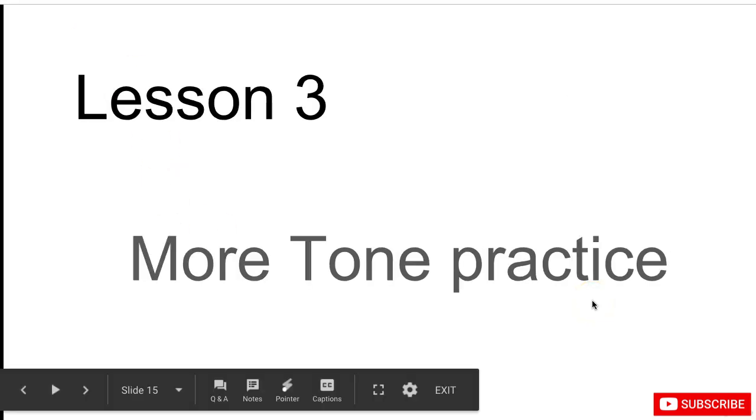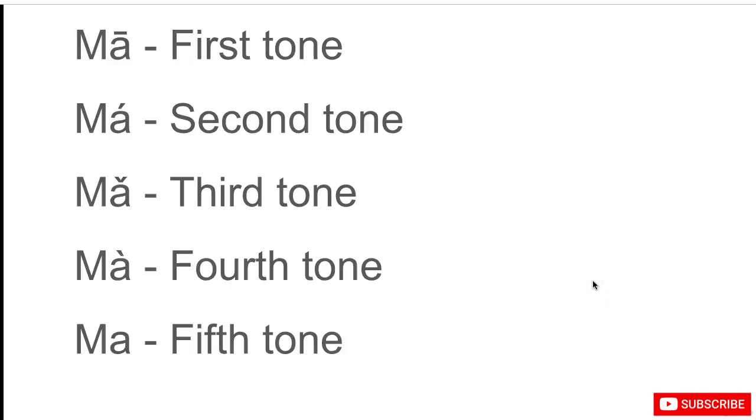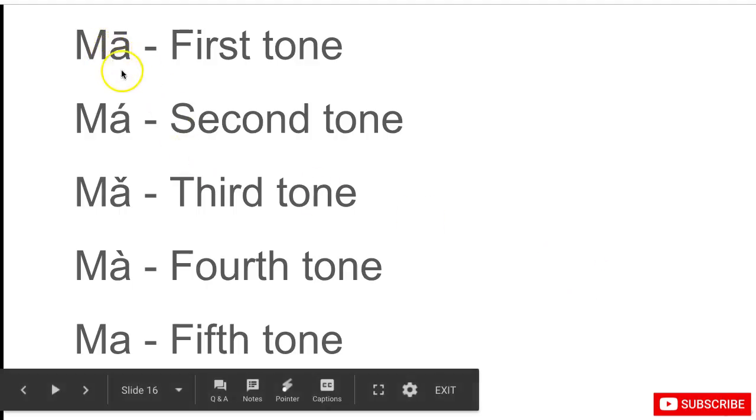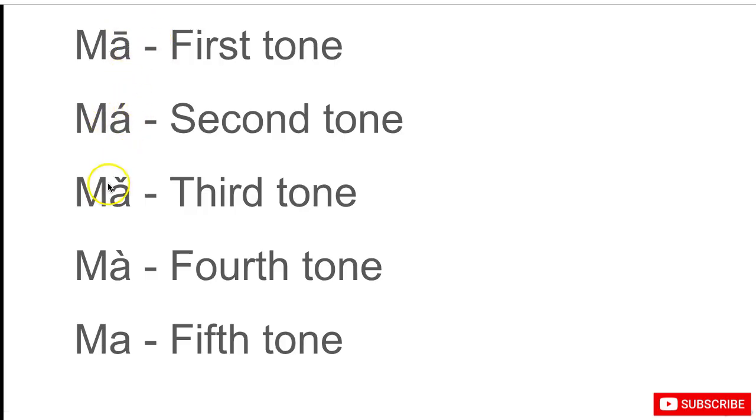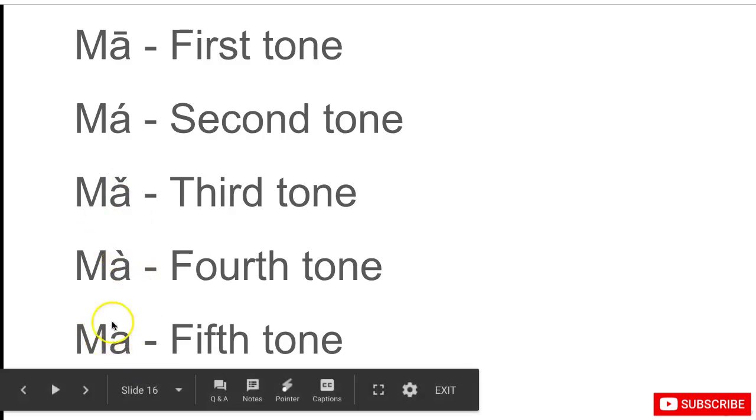All right, so just a quick recap of what we did in the past video. We practiced some tones and we mastered the first 4 tones and then the 5th one. And here is just a short practice before we move on to what we have for this video. So this is the first tone, which is high and flat. The second one is a rising tone. The third tone is a rise and fall, and the fourth tone is a falling tone, and the 5th tone is a neutral tone. So let's try and pronounce them.